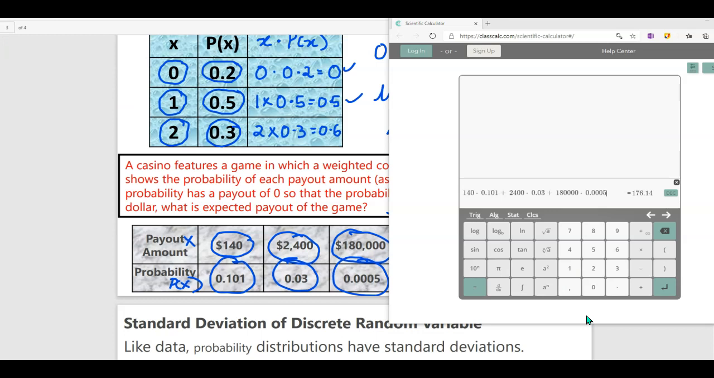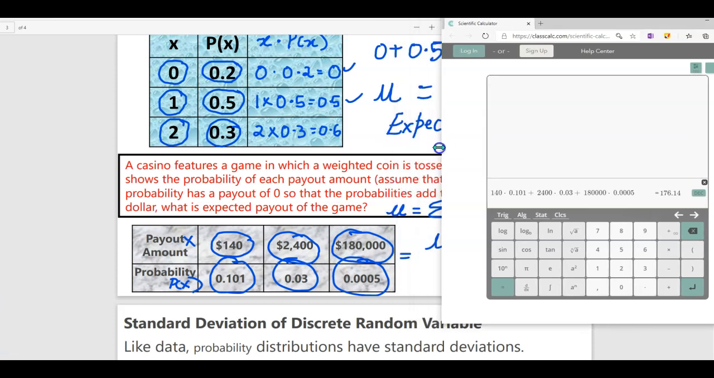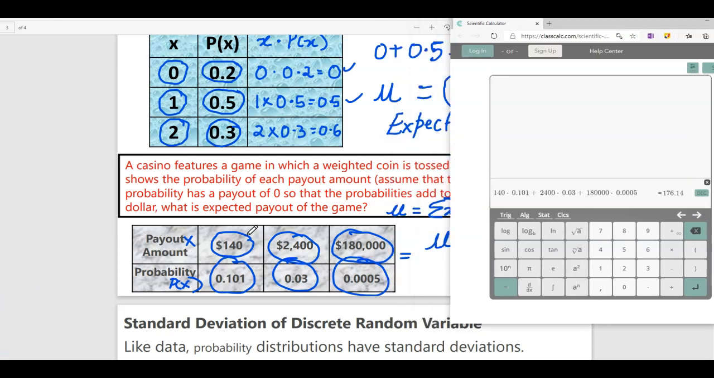So I went ahead and plugged it into Class Calc. What I want you all to notice is, even though this is a casino, and even though you know the formula, just look at the math behind it. The probability of you getting $140 is 10%. The probability of you getting $2,000 is 3%. The probability of you getting $180,000 is 0.05%, which does make sense.